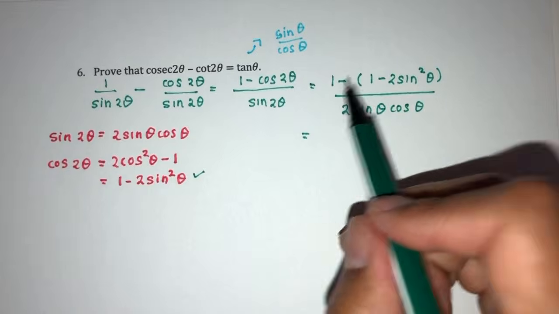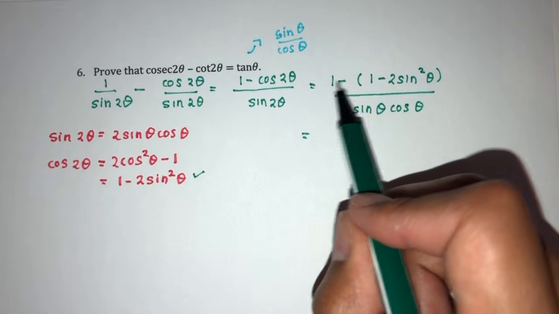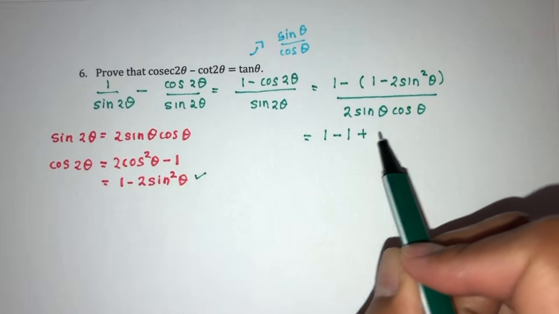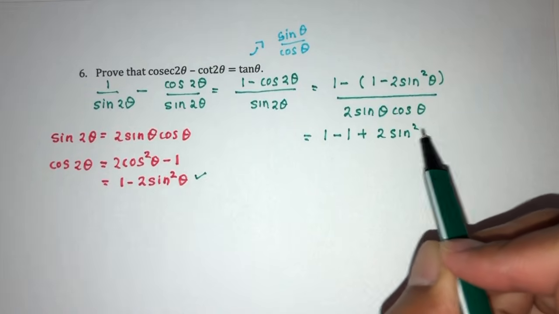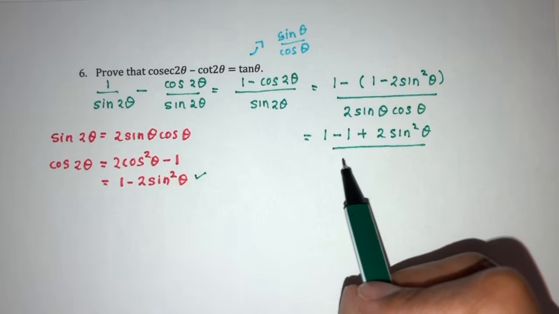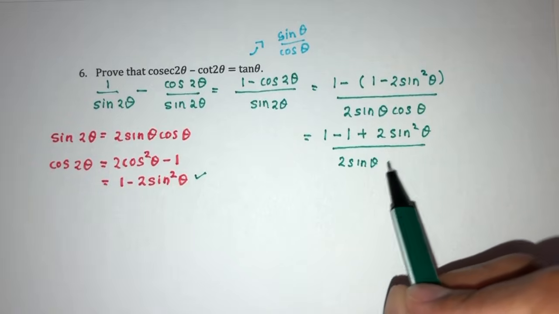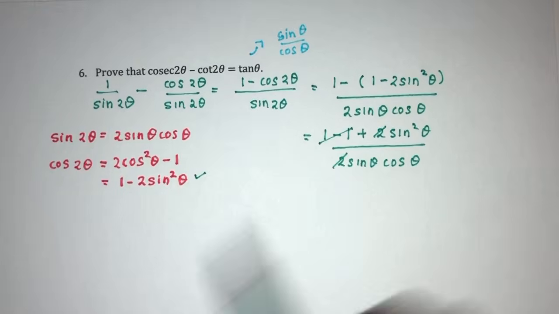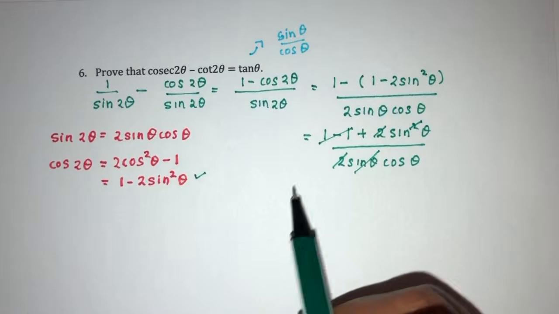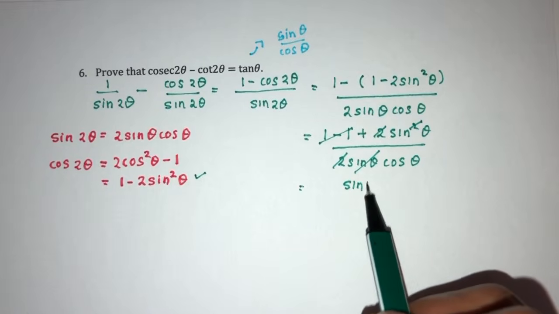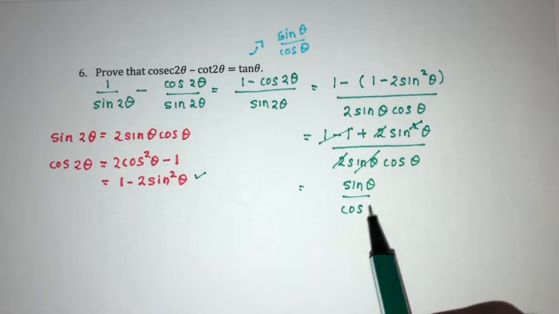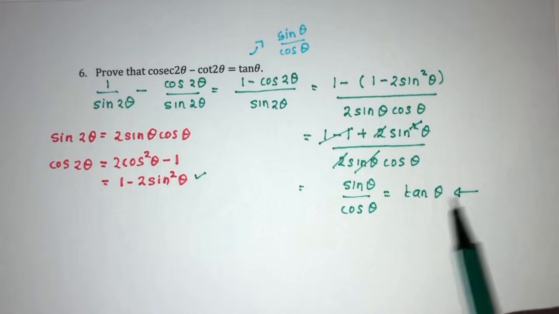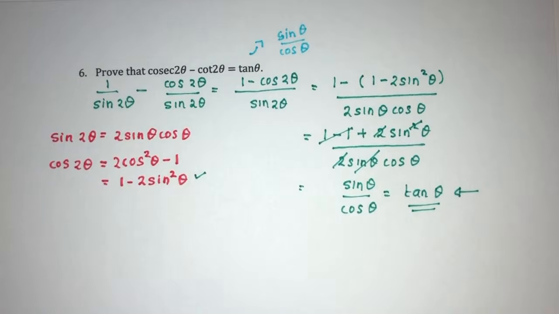So let's see what happens. Let me write this. 1 minus 1 plus 2 sine square theta over 2 sine theta cos theta. The 1s cancel out, then the 2s cancel out, and one sine cancels out. You will have remaining sine theta over cos theta, and that is exactly tan theta as required. That will be part 1 of the question.